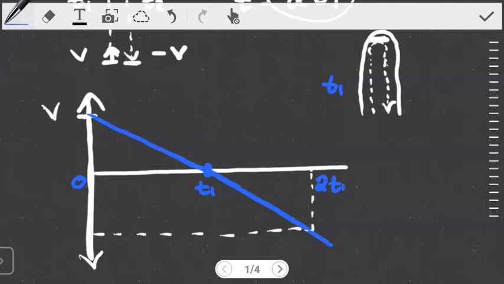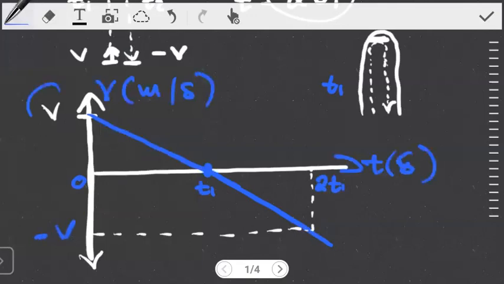Of course, this is a velocity-time graph, so I expect this axis to be time, in seconds, and this axis to be velocity, in meters per second. And lastly, at this point, since I'm saying this is double t, I expect the velocity here to still be v, but a negative value. So it will be the same as that, just negative because now it is going downwards.